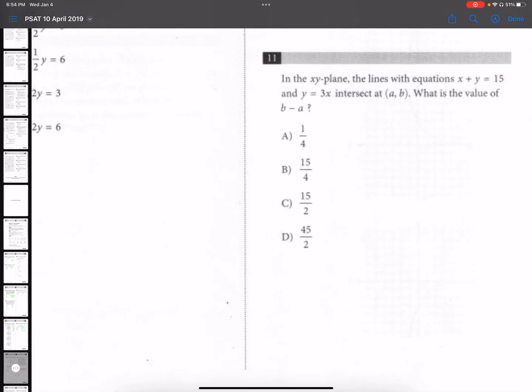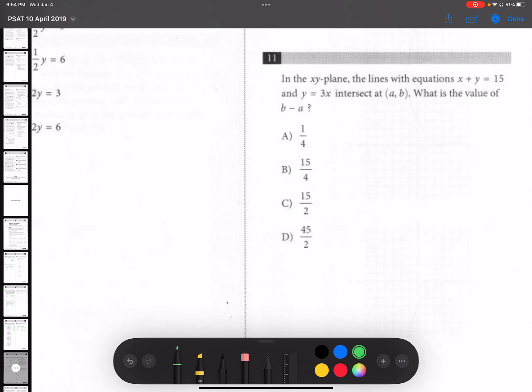Okay, number 11, in the xy plane, the lines with the equations x plus y equals 15 and y is equal to 3x intersect at the point a, b. What is the value of b minus a? So he's basically asking y minus x in simple terms. So that means that y is equal to minus x plus 15 and y is equal to 3x. So if we have minus x plus 15 equal to 3x, then 4x equals 15. x is equal to 15 by 4.